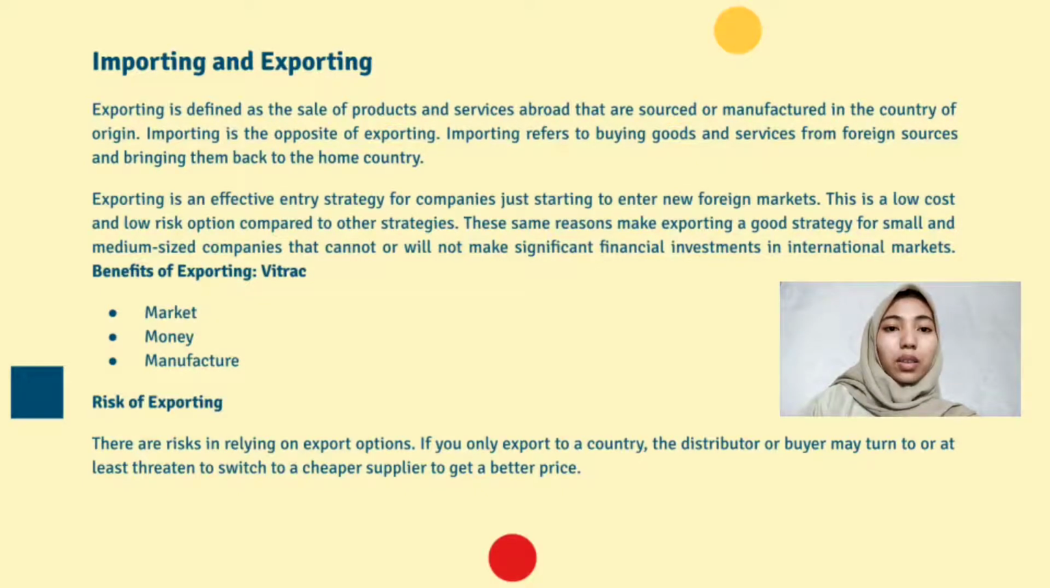Third, manufacture. The cost of producing a particular unit has decreased. An exporter has been able to produce at higher volumes and purchase higher volumes of source material, and so benefits from volume discounts. Risk of exporting. There are risks in relying on the export option. If you only export to a country, the distributor or buyer may turn to, or at least threaten to switch to, a cheaper supplier to get a better price.